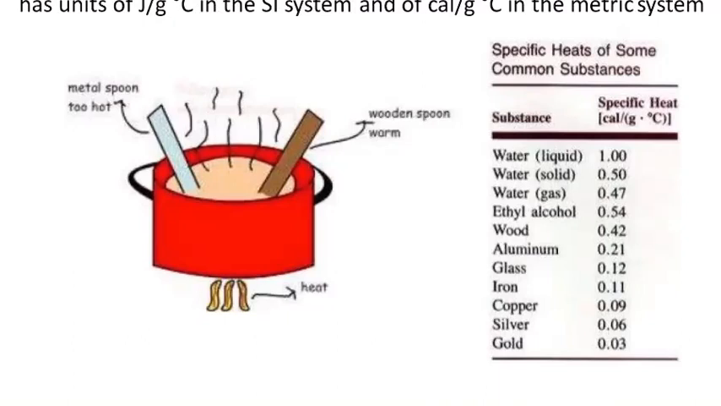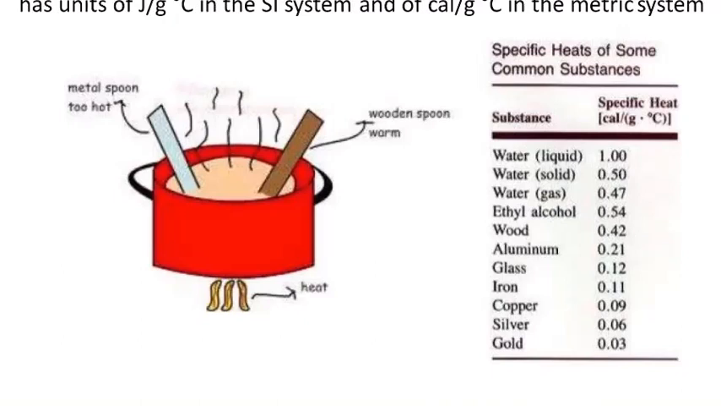Great, people have left the spoon. Now, let's look at the situation. What if you leave in there a metal spoon versus a wood spoon? As you guys can see in the notes here, if we have both spoons, assuming that the spoons are the same mass, and we're applying the same heat because they're sitting in the same pot, we can see that the metal spoon is too hot compared to the wood one. How can we rationalize that?